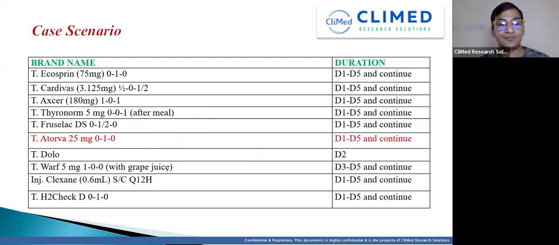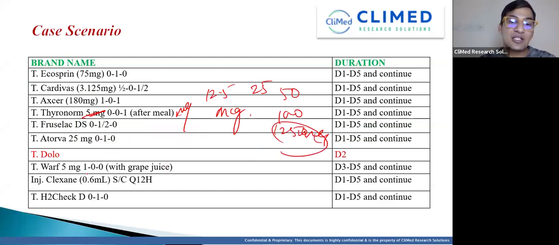Dolo, why Dolo? What is the problem with Dolo? Dolo strength is missing. Yes, Thyronorm dose is also wrong. Thyronorm doesn't come in mg at all. Thyronorm comes in mcg, microgram, whether it is 12.5, 25, 50, 100 or 125 microgram. It comes in mcg, and before meal, right?